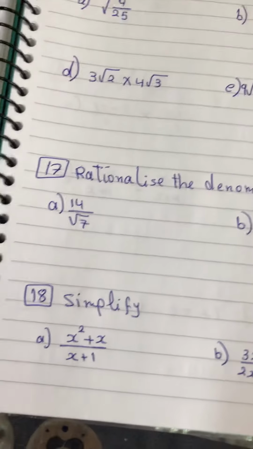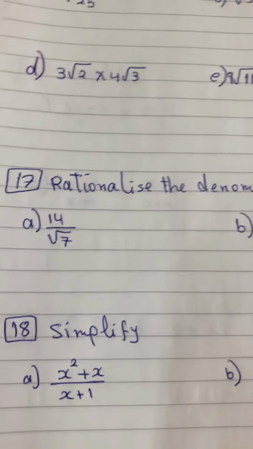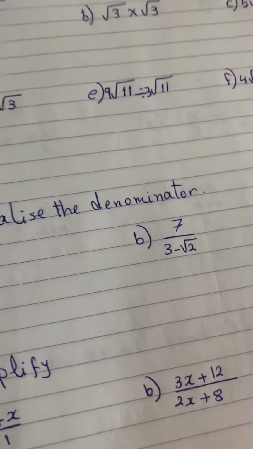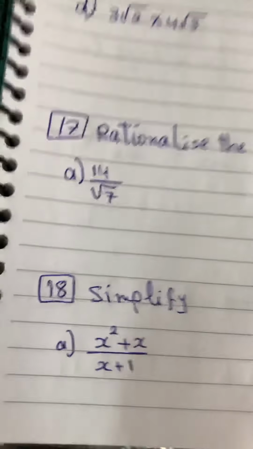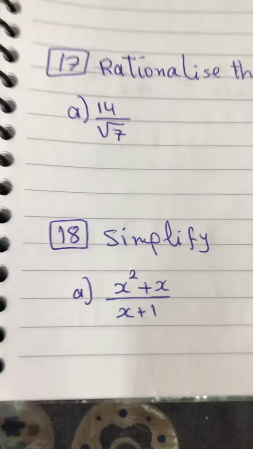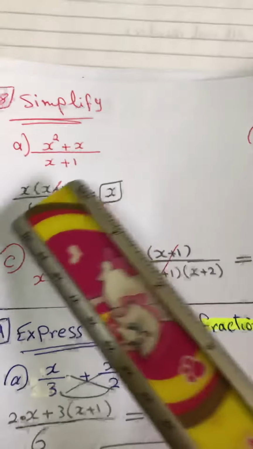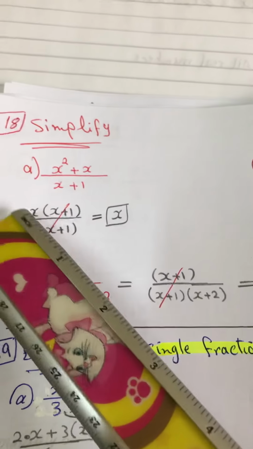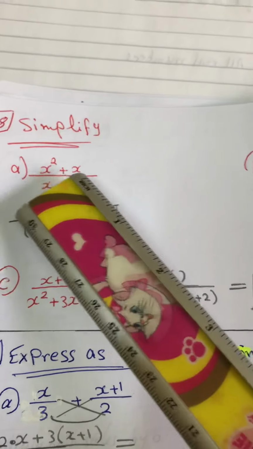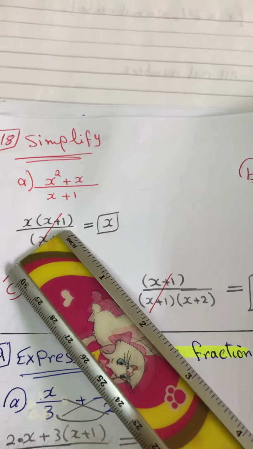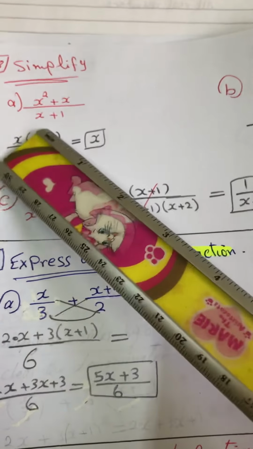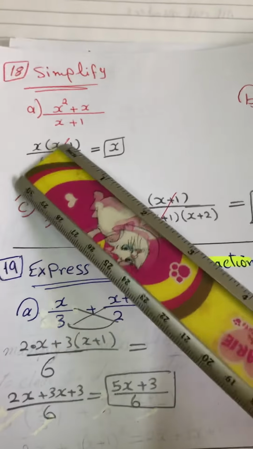Equation number 18, simplify. Before you start to simplify a fraction, you have to factorize it first. You have x squared plus x over x plus 1. So I'll factorize the numerator. I'll take x as a common factor, open brackets, x squared divided by x equals x, plus x divided by x equals 1. Please don't forget to write this one. And I have down x plus 1. So I have 2 brackets up and down.